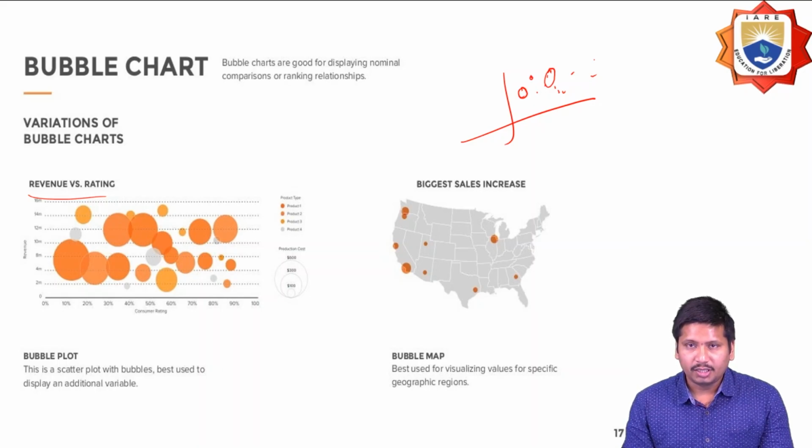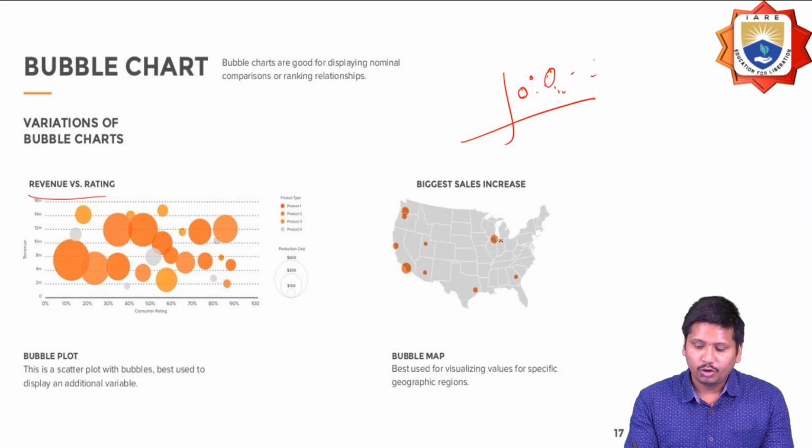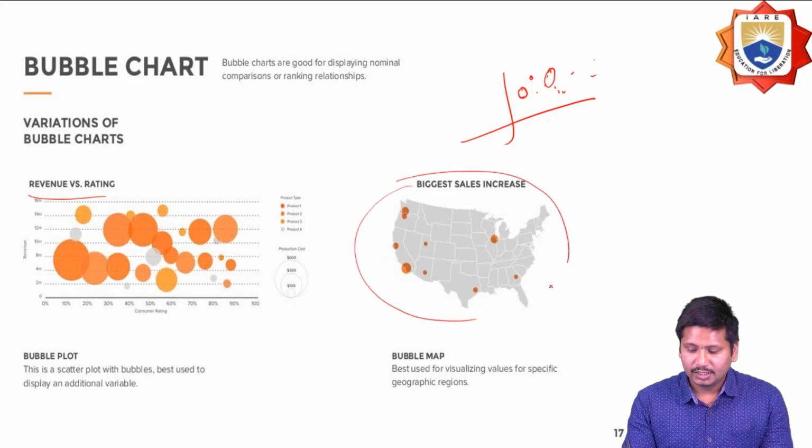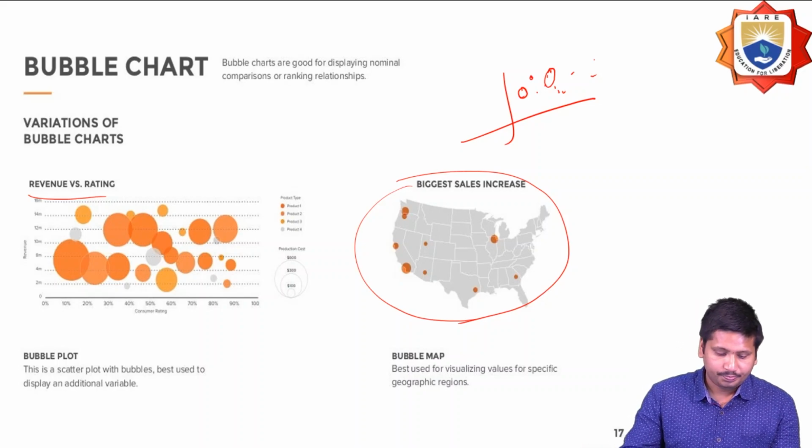And the bubble map is another kind of variation, where you can show visualization values for specific geographical regions. Suppose I want to show regions and where the data exists map-wise, then I have to show it in a bubble map.